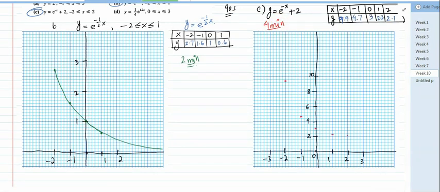Alright, so I have completed the table here. You can verify your values first, and then I have plotted all the points which I got in the table, and now I will join those points with a smooth curve, so it will be in this way.